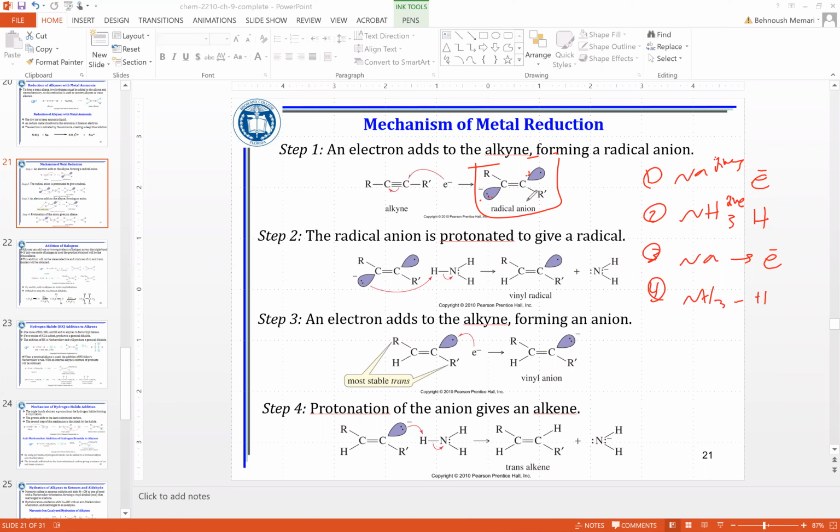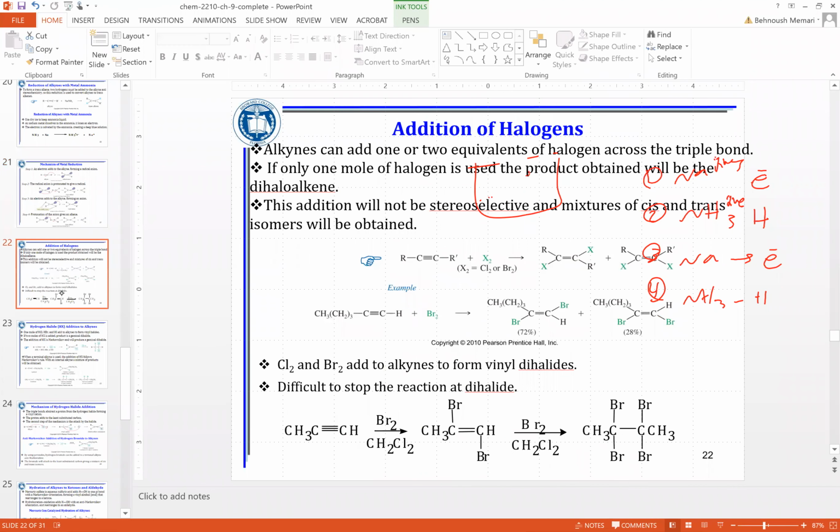So you can do hydrogenation of alkyne. If you add 2 moles of H2, the product would be alkane. If you add 1 mole of H2, you can get alkene, either cis or trans. If the catalyst that you are using is a Lindlar catalyst, you would get the cis product. If the catalyst that you are using is sodium metal and ammonia, you would get the trans product.